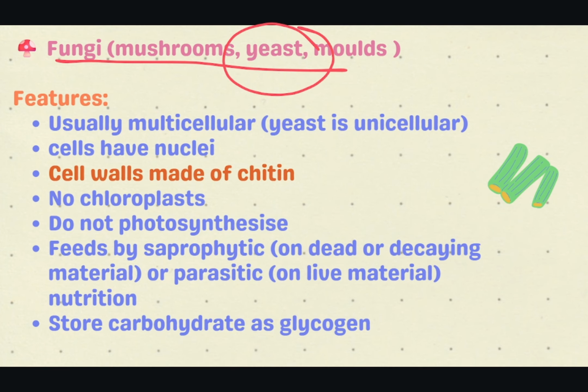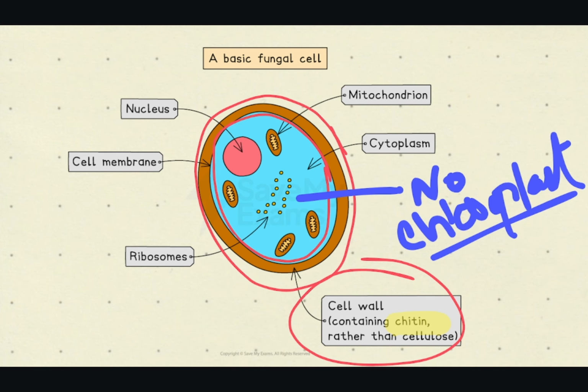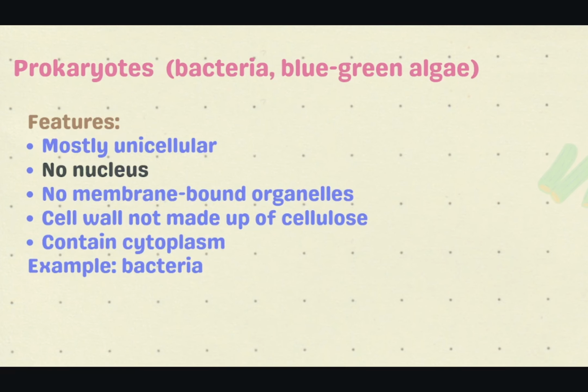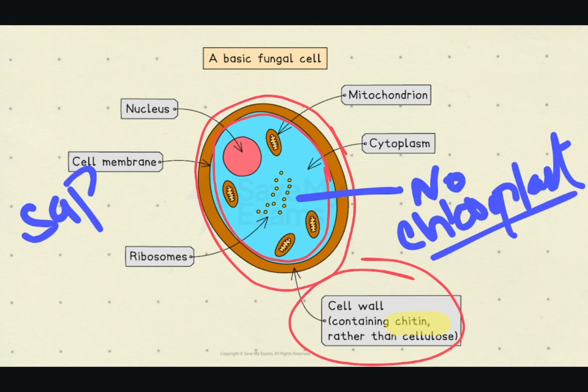And the type of nutrition they're going to have can be saprophytic or it can be parasitic. Now, saprophytic means just dead or decaying material, and parasitic means living material. So let me just give you guys an example.